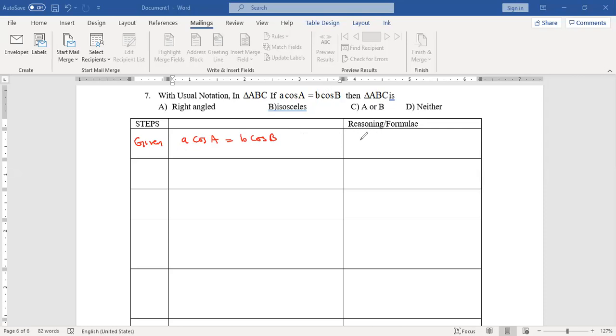So instead of A, what will you write? By sine rule, A by sine A equal to B by sine B equal to C by sine C. So in place of A, what can we write? Equal to K. Now apply the sine rule, please apply sine rule.